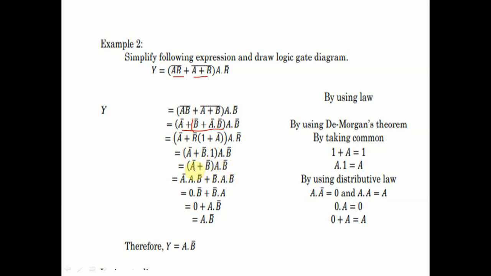Then these two terms are multiplied with this term. So here we get a bar dot a dot b bar, and in the second term b bar dot a dot b bar. So a into a bar is nothing but 0. So all these three terms are 0 here, and the remaining term is b bar dot a dot b bar. Since b into b is b and b bar into b bar is nothing but b bar, the final expression is a bar dot b bar.